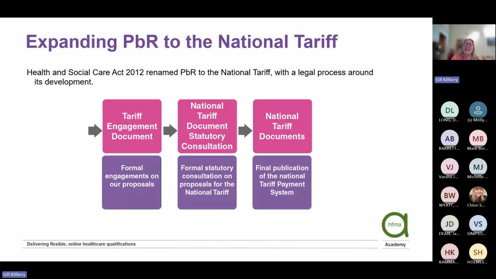There's now a legal process around that tariff's development, which included an annual consultation period.